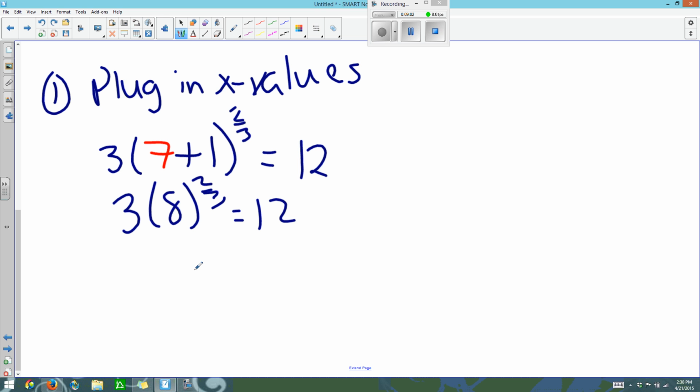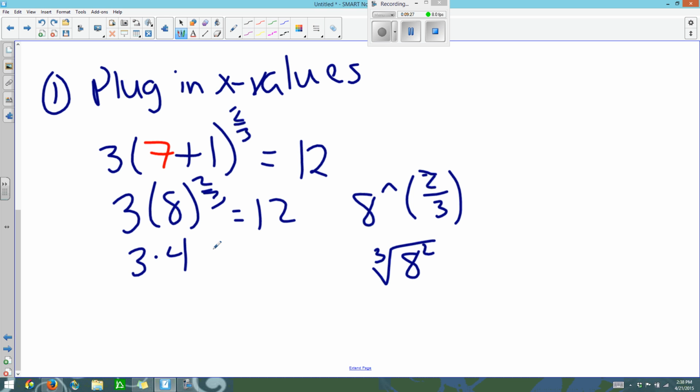You can put that in your calculator as 8 caret, open parentheses, 2 divided by 3, close parentheses, or you can do the cube root of 8 squared. Okay, they both mean the same thing. So in your calculator, you can do that. It'll come out to 3 times 4, and 3 times 4 does equal 12. So that is correct.